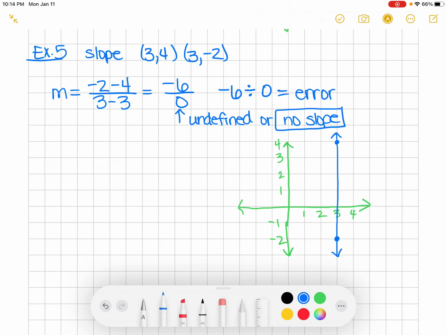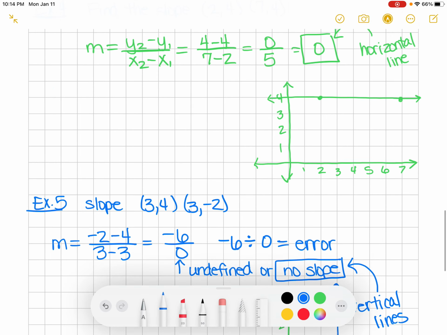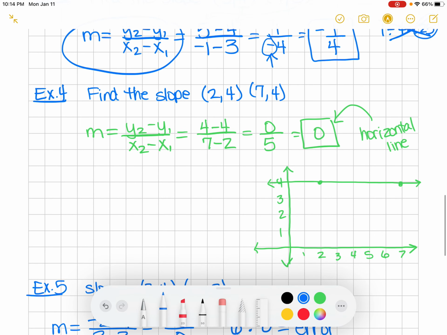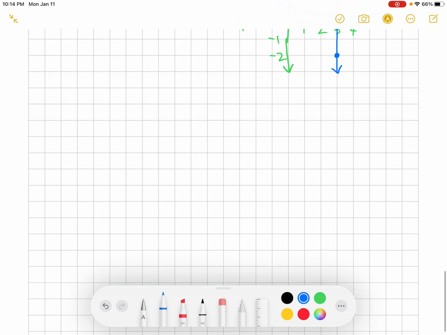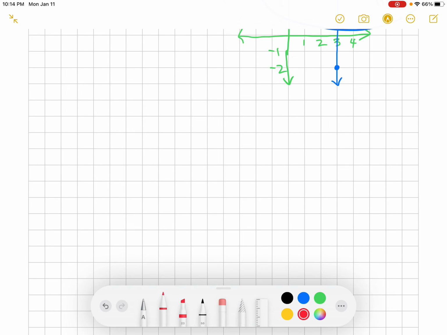And what kind of line is that? It's a vertical line, right? So vertical lines always are called no slope. Okay, so those are the two you need to know: a horizontal line has 0 slope and a vertical line has no slope. So let's write that down here. I'm gonna put it in red.